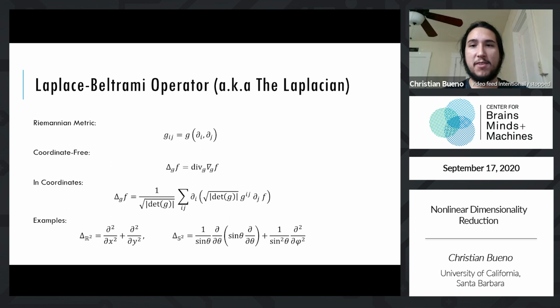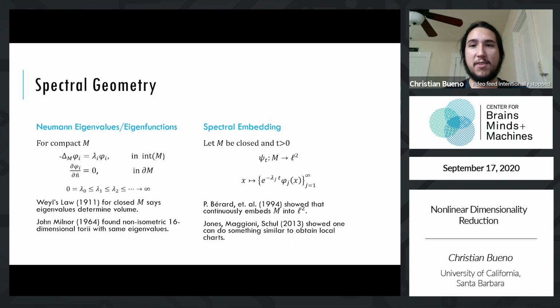So now that we have the Laplace-Beltrami operator, we can start asking questions like, what if we ask for eigenfunctions of the Laplace-Beltrami operator? You have to be specific what kind of eigenfunctions, but here we're going to say Neumann eigenfunctions, which is, if there's a boundary, when you take the directional derivative in the direction orthogonal to the boundary, you want that derivative to be 0 if you're at the boundary. That's all that means.